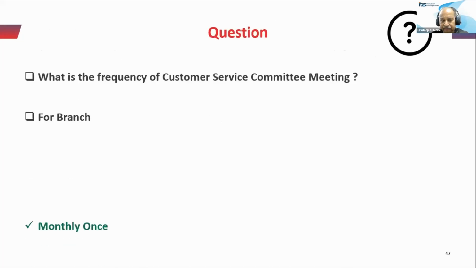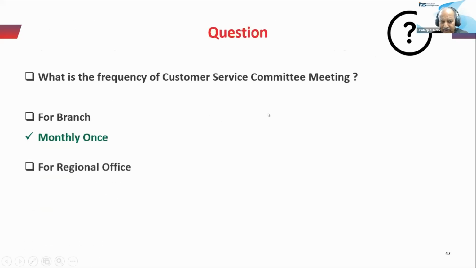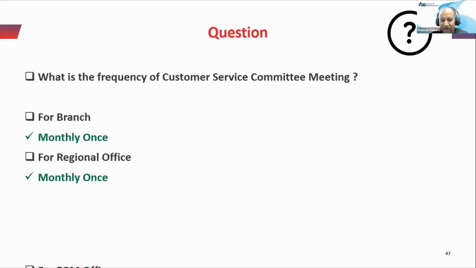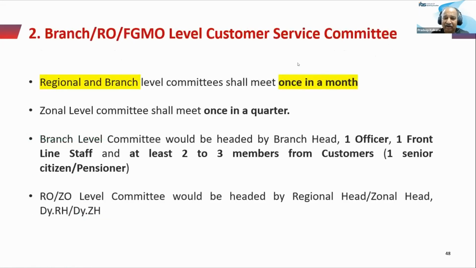Now, the frequency of customer service meeting for a branch is monthly once. For a region, monthly once. And for a zone, it is quarterly. And the customer service committee at branch, RO, and FGMO level is once in a month at regional and branch level committees, and once in a quarter for zonal level committees.